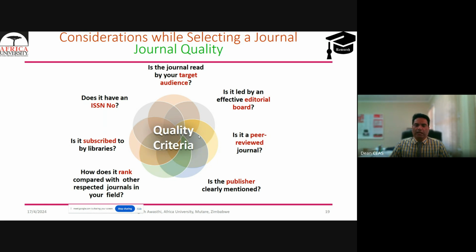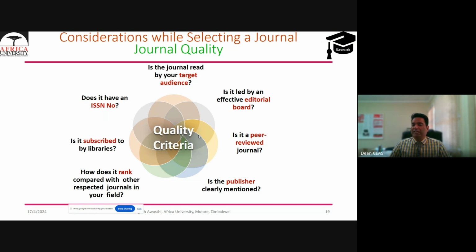Then how does it rank compared with other respected journals in your field? Ranking is also there nowadays. As I showed you in the beginning the ranking of the country, similarly, if you go to that website, the rank of the journal is also available, so you can check those things. Then, is it subscribed to by libraries? Most journals are subscribed to by some university libraries also. If they are subscribed, it means the journal is very popular.